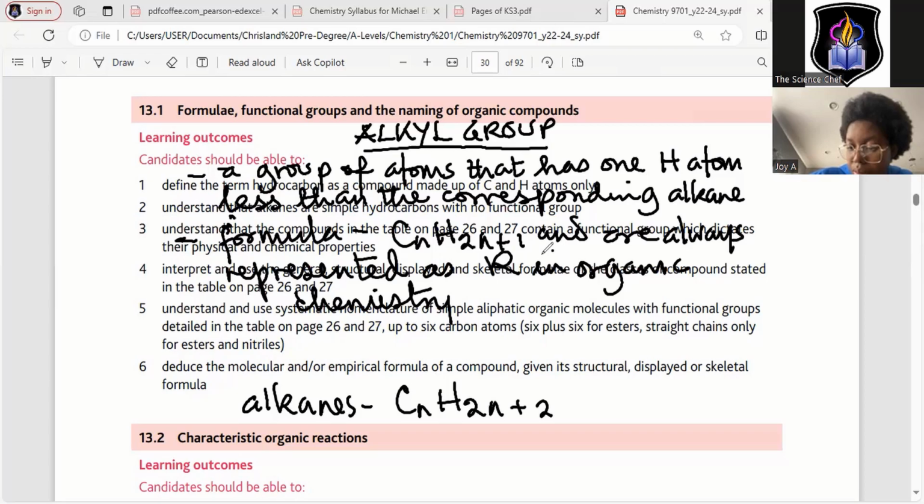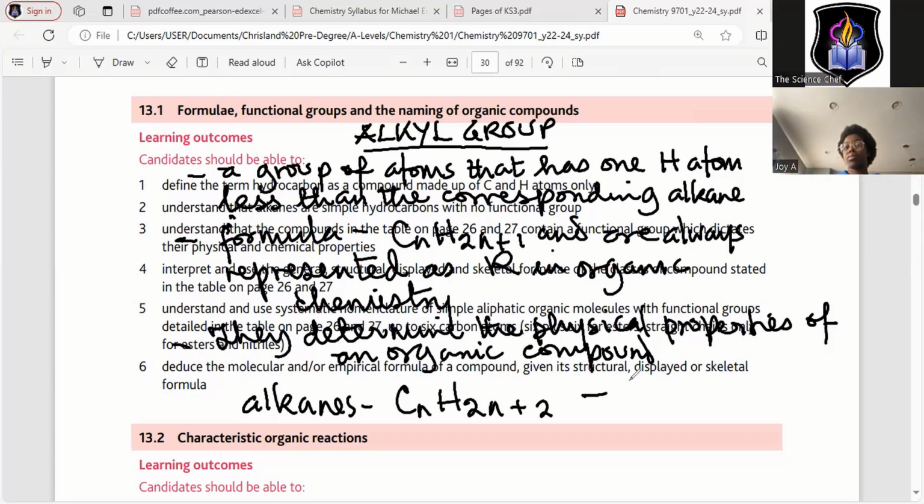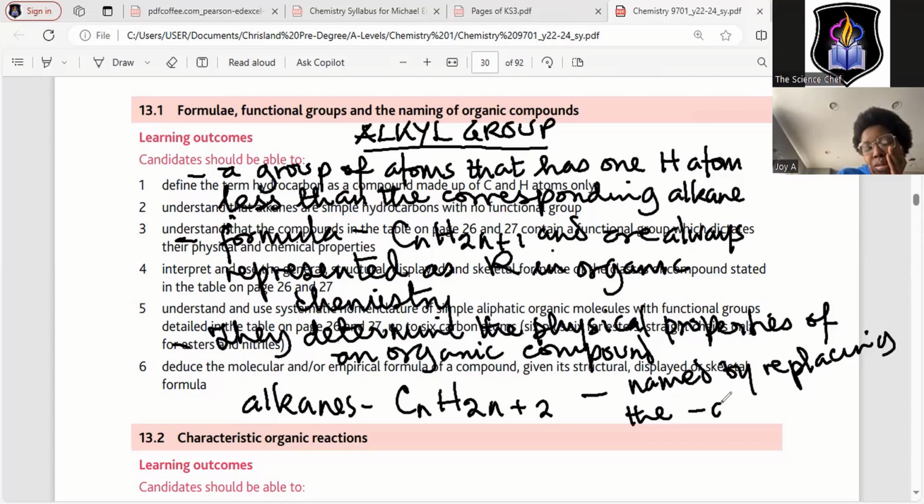Are you together? Yes, sir. And they determine what? They determine the physical properties of an organic compound. Are we together? Yes, sir. Okay. They are named by replacing the ane in the alkane with what?